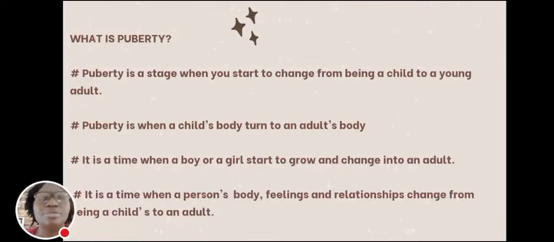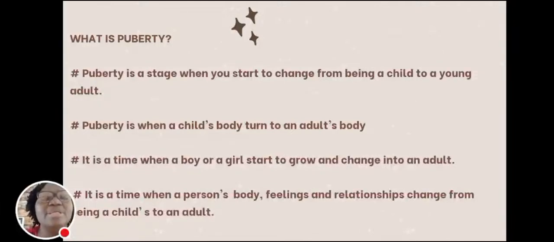Now let's go on. Yes, I think you can see my slide. You have it there: what is puberty? Puberty is a stage when you start to change from being a child to a young adult. Can I take that again? Please, if you are writing, put it down. Puberty is a stage when you start to change from being a child to a young adult.